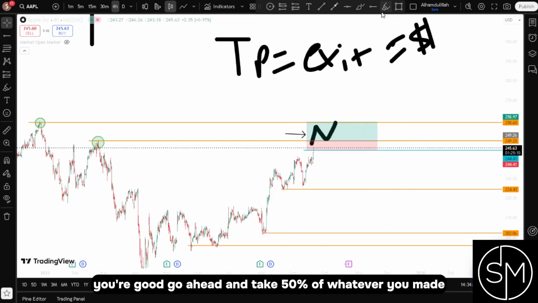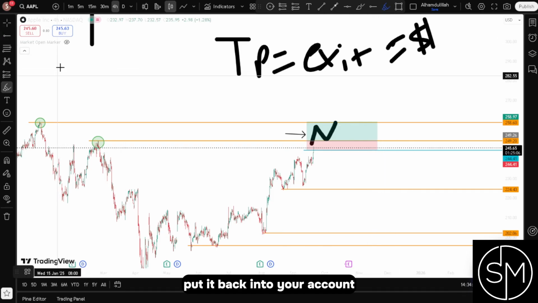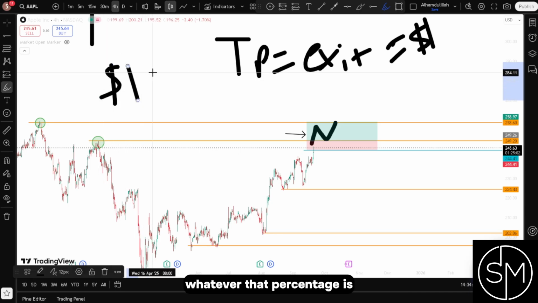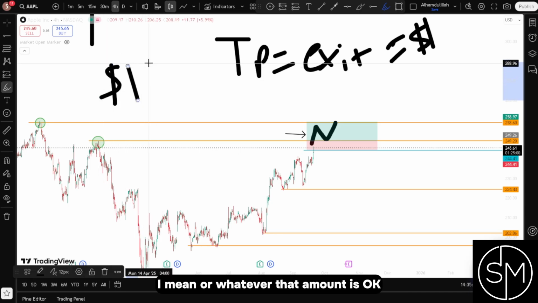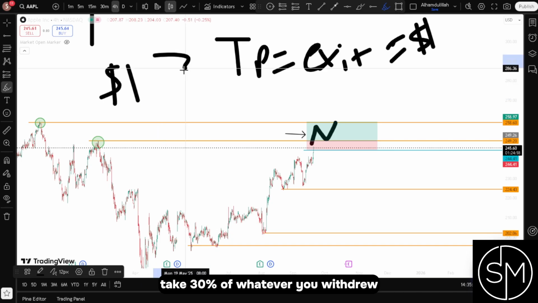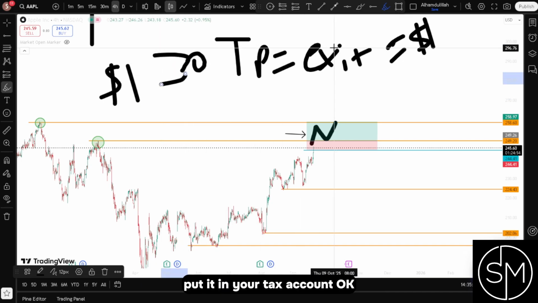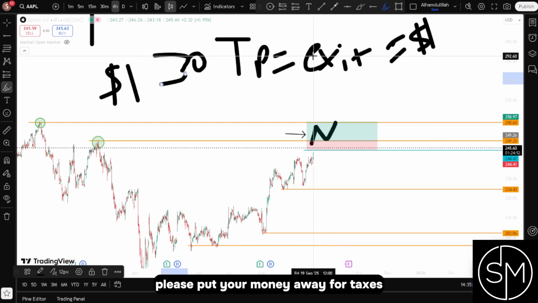Go ahead and take 50% of whatever you made, put it back into your account, take the other 50%, put it in your bank account. Whatever that percentage is, or whatever that amount is, take 30% of whatever you withdrew, put it in your tax account. Okay, please put your money away for taxes.